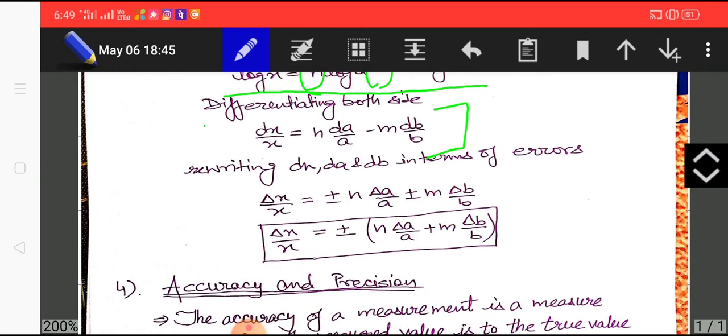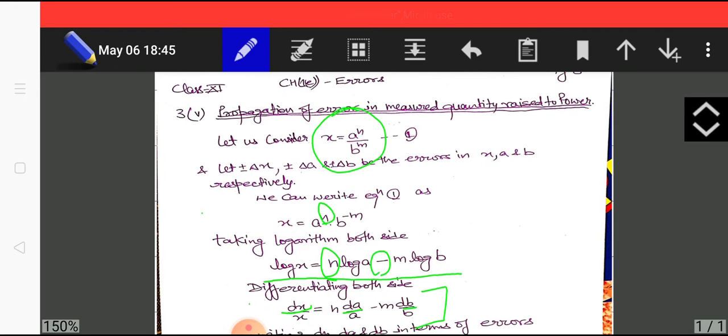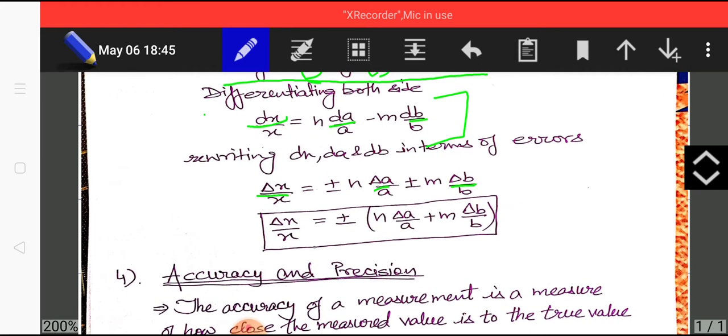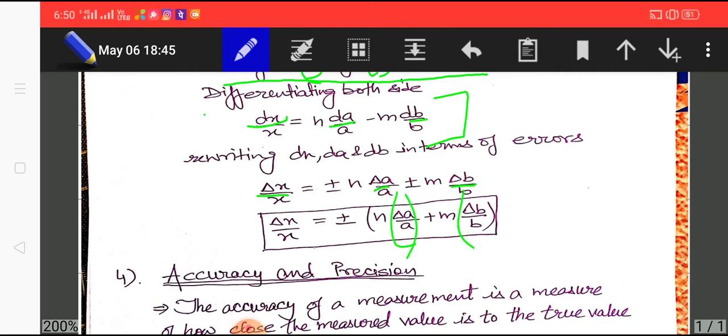We can write the dx, dA and dB terms of differentiation in terms of errors, that is delta x, delta a and delta b. So delta x by x becomes plus minus n times delta a by a plus m times delta b by b. You can see that for the quantity raised to a power, here n and m, the error is multiplied by the power. That is how error propagates in power. Whatever the power is, the error becomes multiplied by the power. This formula can be continued for more than two quantities.